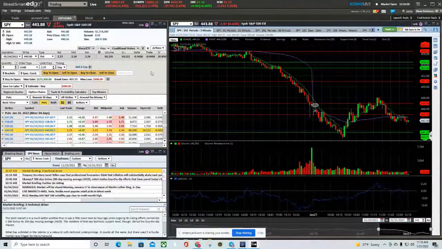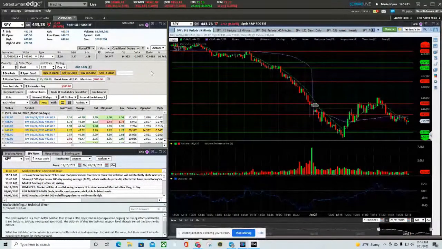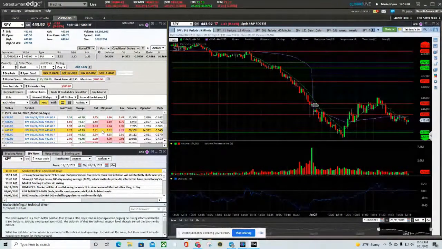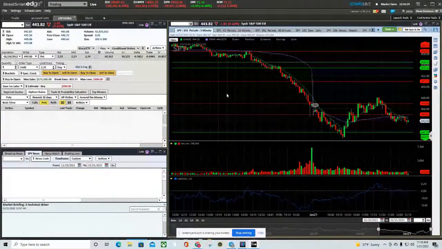Now, like I said, the SPY gives you very good liquidity on these contracts. Let's look at something like ZS, for example.